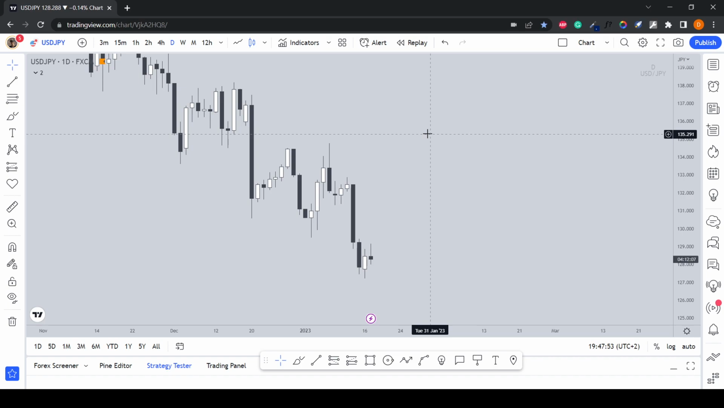Today, let's talk about supply and demand refinement. What is that? So what does it mean? It means basically how you can make your zones smaller.